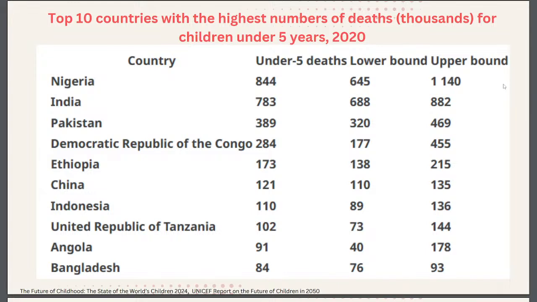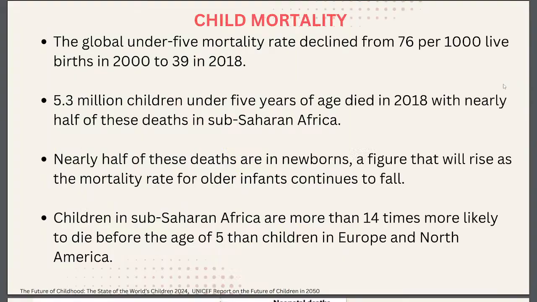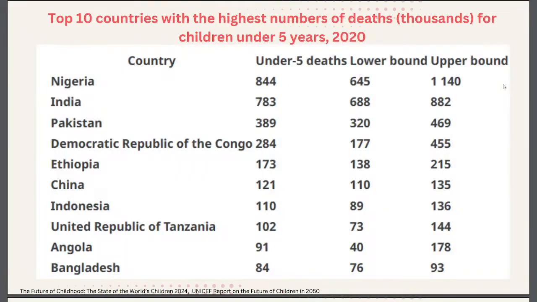Yes? These are per capita? These are per 1000. Yes. So, Nigeria is 645, sorry. India is around there, obviously because of the sheer population that we have, but we are clubbed with African countries such as Nigeria, Democratic Republic, Ethiopia, China 110, Indonesia 89, but India contributes a large number of deaths.